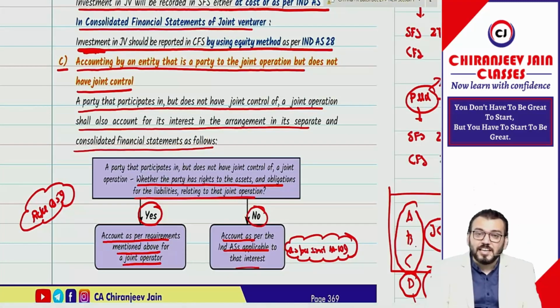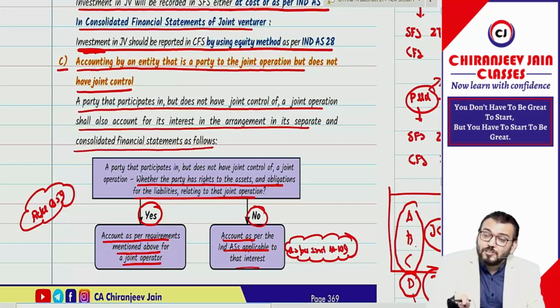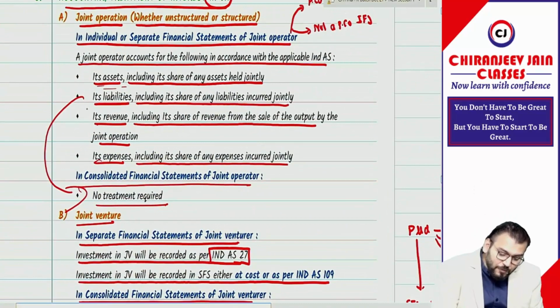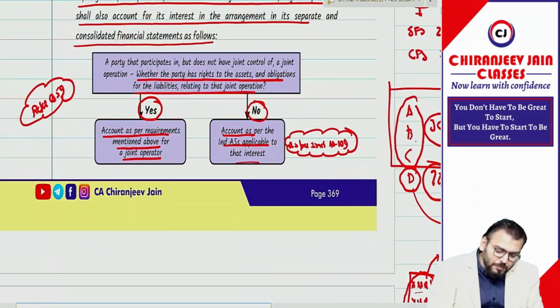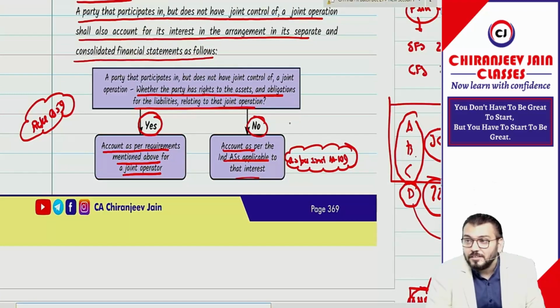So we discussed that if such party has a right to asset and an obligation for the liability, even though it does not have joint control, the accounting treatment will be similar to this. Means whatever has been done by joint operators, the same accounting will be applied by them. But if they do not have a right to asset or obligation for the liability, then their interest will be recognized as per Ind AS 109.